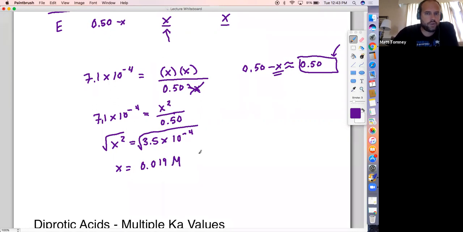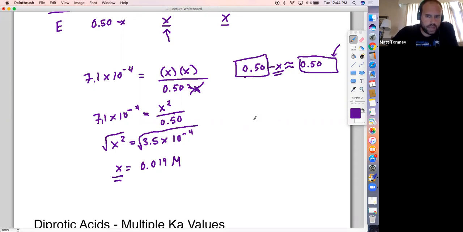So you have to test the assumption. This is where we get the term 5%. And the question is, is x going to be less than 5% of the initial concentration, which was 0.5? Because if it's less than 5%, we can say that it's small enough that it would be negligible. If it's greater than 5%, then you need to go back and solve your quadratic, right?